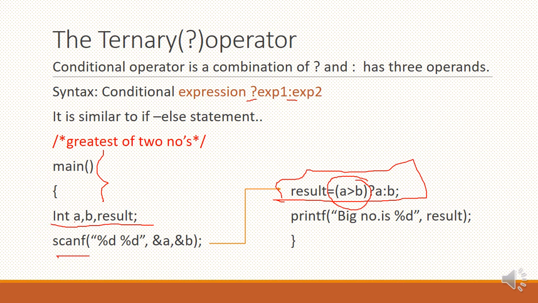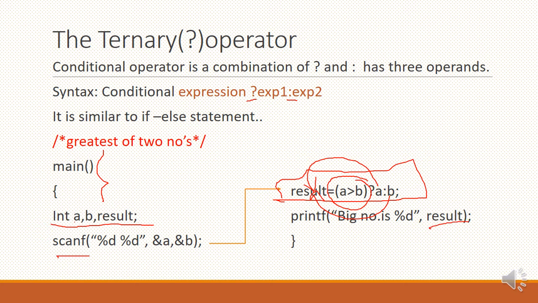Here what happens: if this is true, A is the answer and it is assigned to the result here. If this is false, B is the answer and this B is assigned here. And printf the result. That means whatever the assigned value may be, it is printed here.